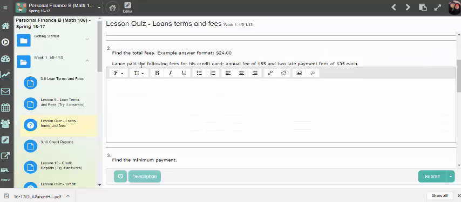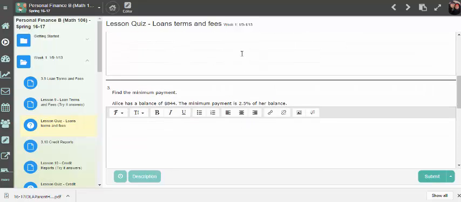Okay, this next one is just talking about fees, which I didn't cover by going over that, but this is just how much did he pay in total fees. So we got an annual fee of $55 and 2 late payment fees of $35. So you'll do 35 times 2 to determine how much you paid in late fees plus 55, and that gives you the fees amount.